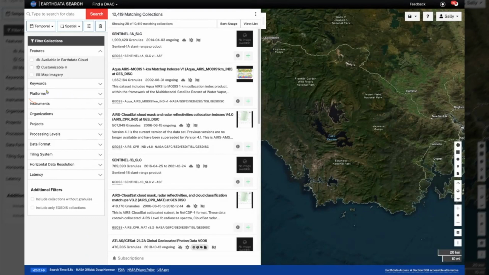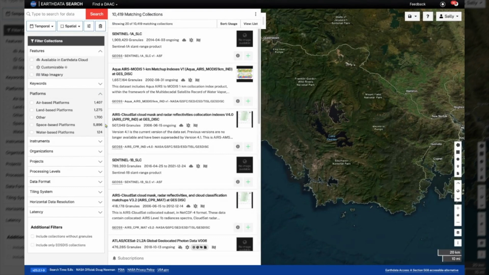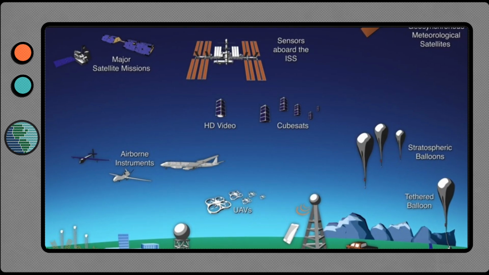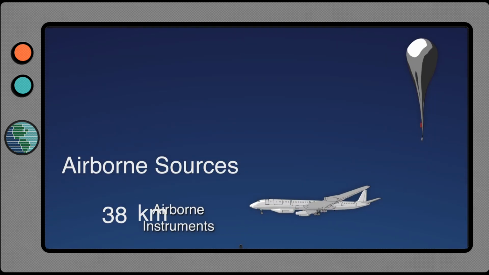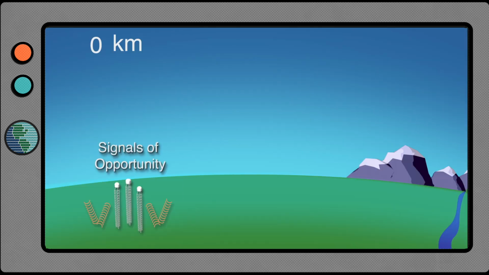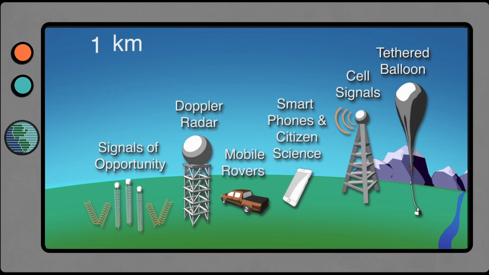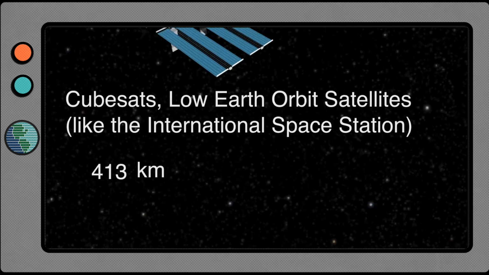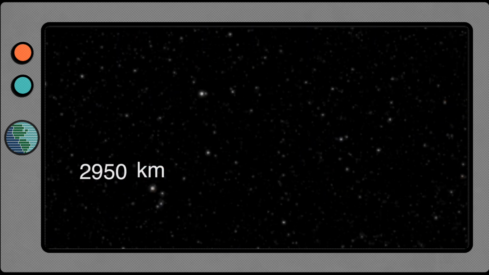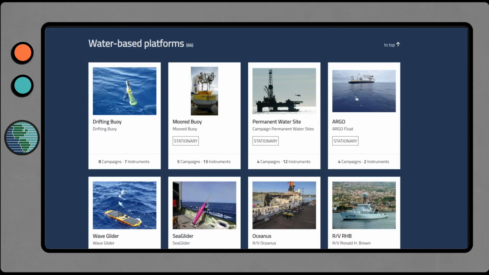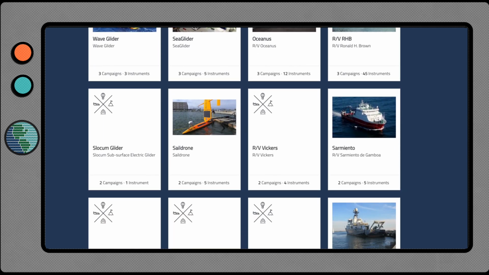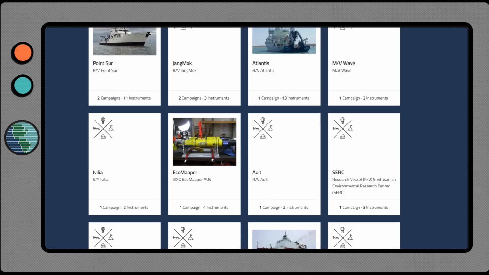Next, let's head to platforms. This term refers to the vehicle or structure that carries remote sensing instruments used to collect data about the Earth without making physical contact. NASA makes observations of Earth from many diverse observational platforms, such as air-based platforms like aircraft, balloon, and unmanned aircraft systems, land-based platforms like weather stations, rovers, Doppler radar, and more, space-based platforms like our major satellite missions, as well as the International Space Station and geostationary satellites, water-based platforms like buoys, fixed ocean platforms, and research vessels, also known as RVs.